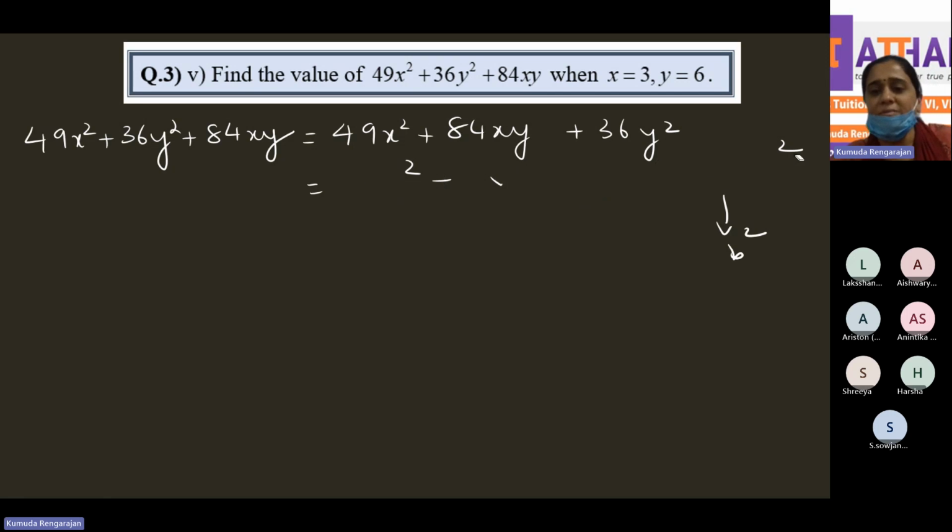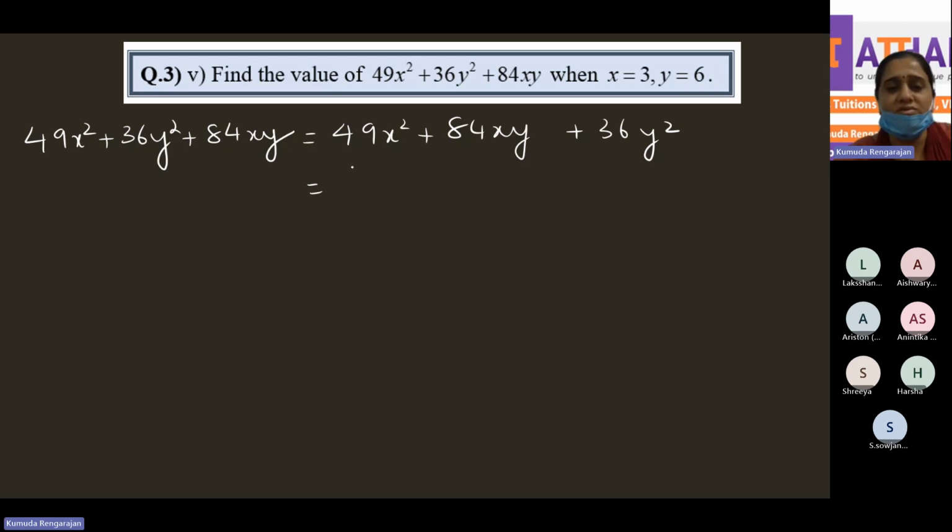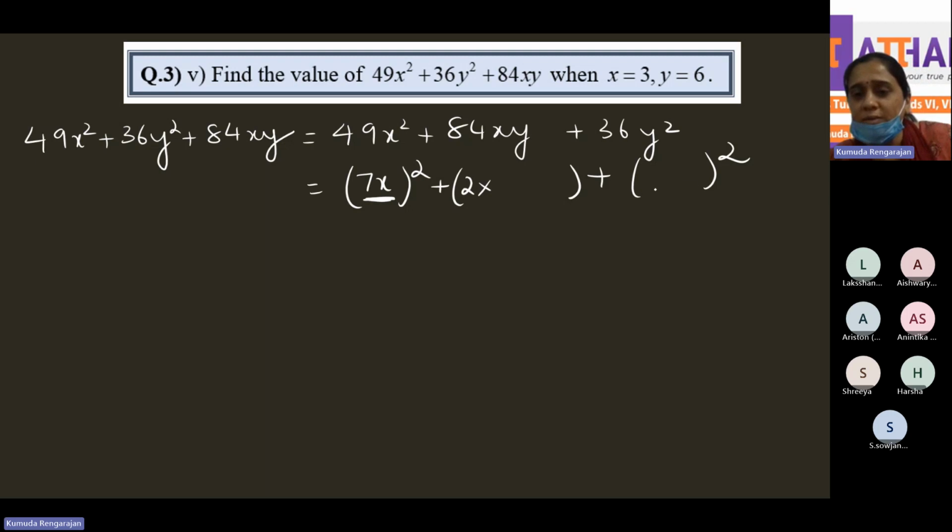See here, first use empty brackets, children. The first and the last terms are perfect squares, so this is a squared and this is b squared. Now this one is the 2ab term, 2 into a into b, the middle term. What is a? You should write only a here because the square is already there. So 7x. You must write only b here: 6y. 2 into a into b: 2 into 7x into 6y.